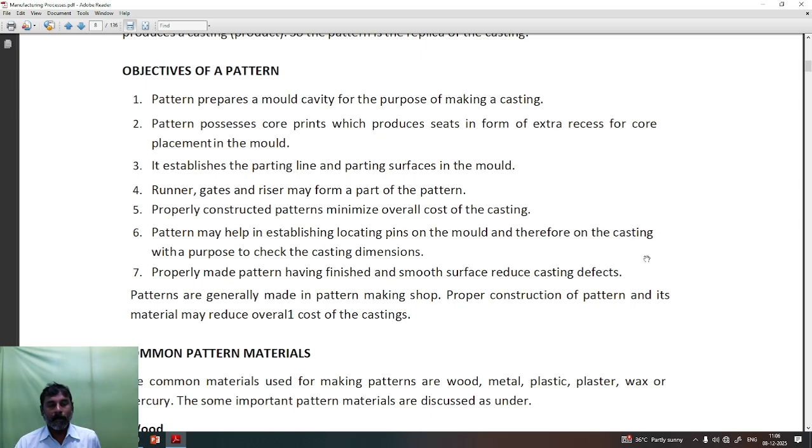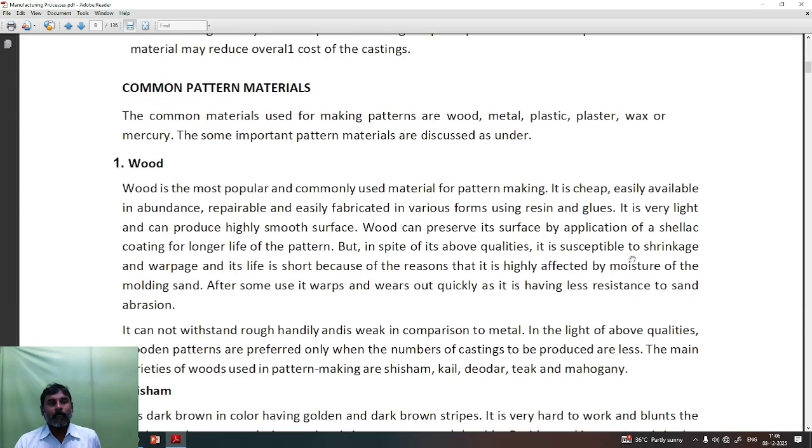Common pattern materials, like wood. Wood is the most popular and commonly used material for pattern making. It is easily available, repairable and easily fabricated in various forms using resin and glues. It is very light and can produce a highly smooth surface. Wood can preserve its surface by application of shellac.